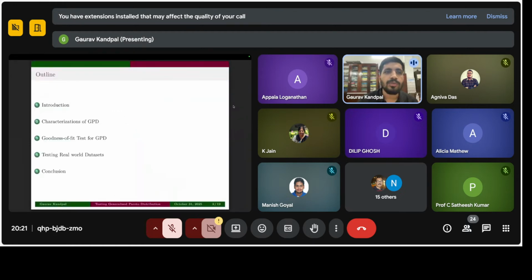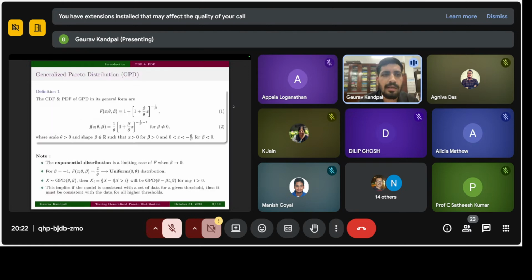This is the outline of my presentation. First, I will introduce some basic definitions and the CDF and PDF of the generalized Pareto distribution. Then I will tell you two characterizations which we have proposed for the generalized Pareto distribution. After that, using these characterizations, we have given goodness of fit tests for the generalized Pareto distribution. Then we have taken a real world data set where we have used our goodness of fit test. And finally, I will give the conclusion.